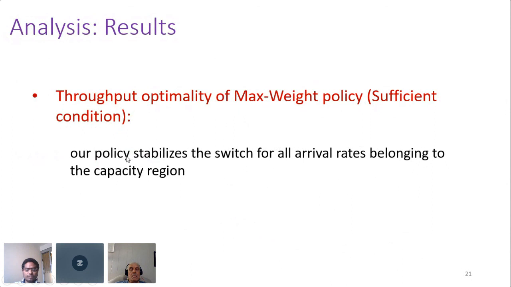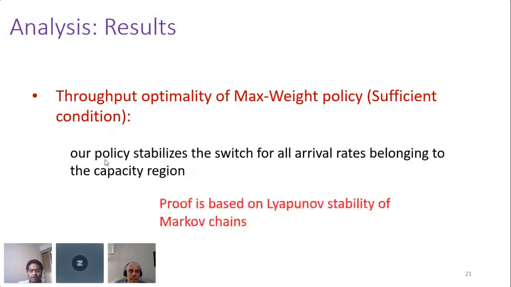So our policy is also throughput optimal, which means that if an arrival rate vector belongs to the capacity region, then the switch will be stable. Also, if there is an arrival rate vector that doesn't belong to the capacity region, then we will not be able to find a scheduling policy that will stabilize the switch. So this is the sufficient condition. And this proof comes from establishing Lyapunov stability of the given Markov chain.